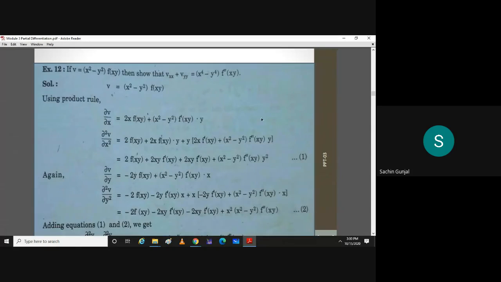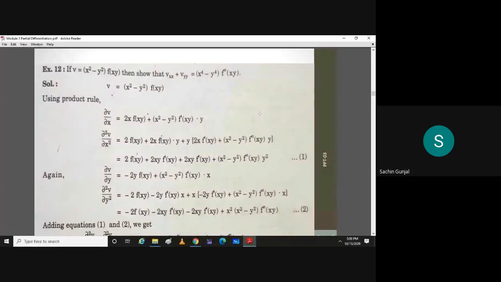So f of xy as it is, derivative of x² minus y² with respect to x partially, which is 2x, plus x² minus y² as it is, derivative of f of xy is f dash xy because that function is not known. So f dash xy into derivative of this inside product with respect to x. What is it? It is y. Is it fine?